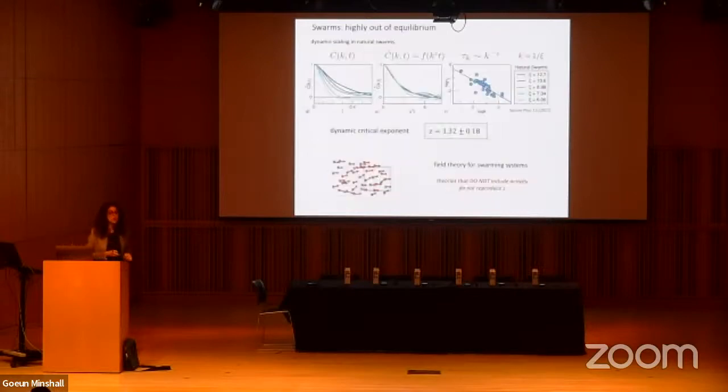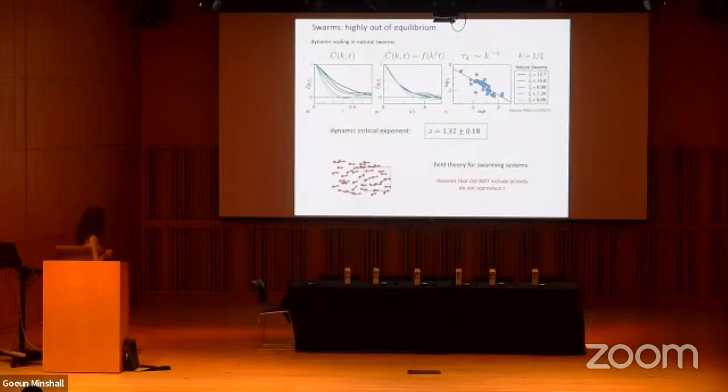So now in swarms, things are different, okay? And why are they different? Because we can see that, on the contrary, in this case activity is really crucial if we want to explain what we see in the data. And here is an example of one phenomenon that we cannot explain if we don't include the role of activity.